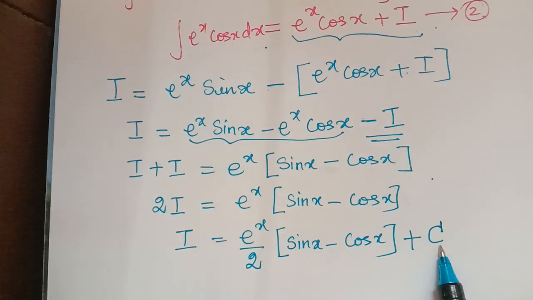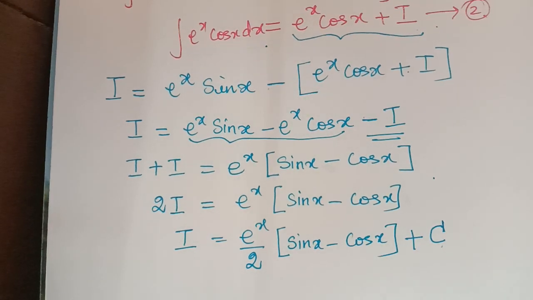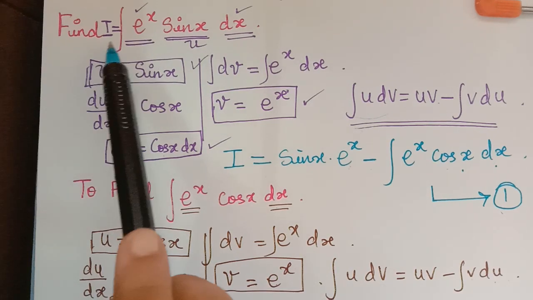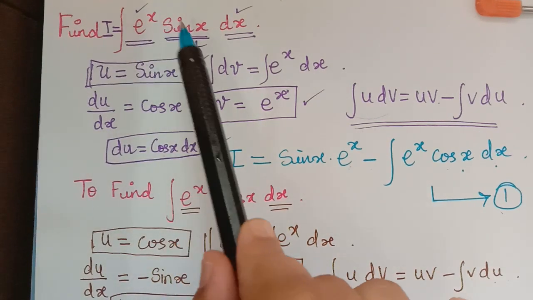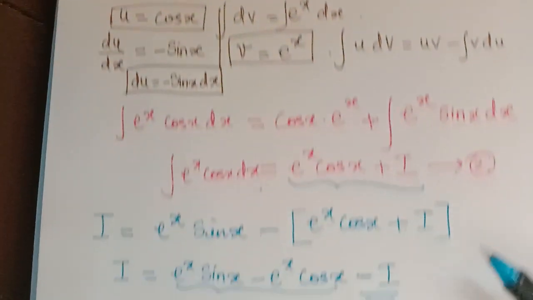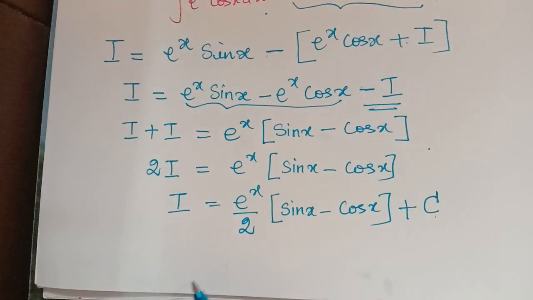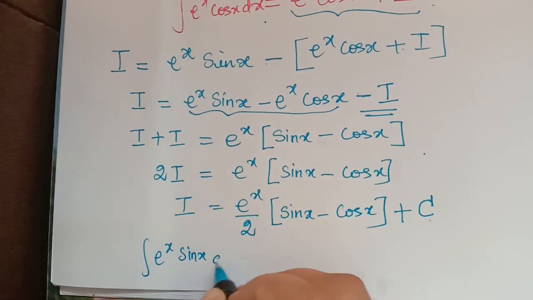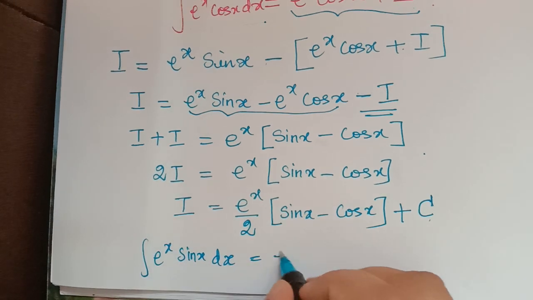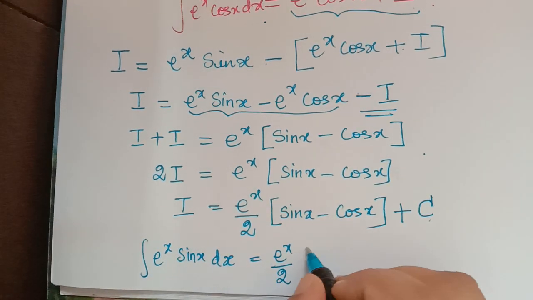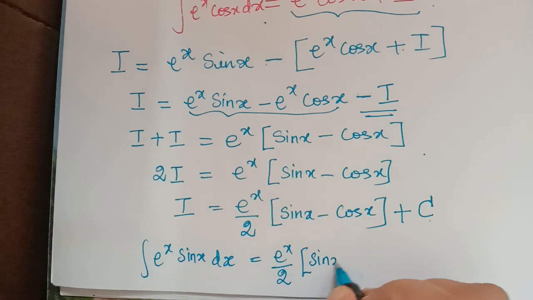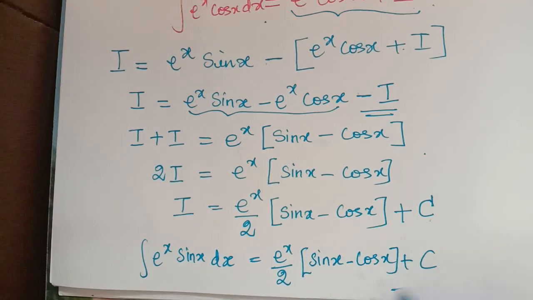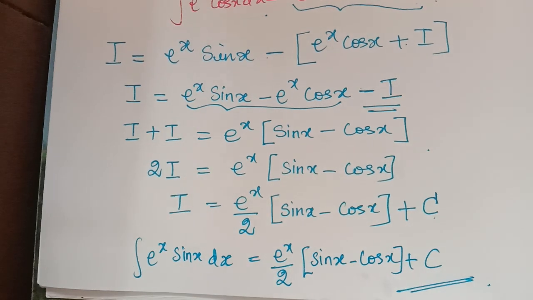So plus c. Now what is this I? It is the given question, right? That only we have represented as capital I. So integral e power x sin x dx. So therefore integral e power x sin x dx is equal to e power x by 2 multiplied with sin x minus cos x plus c. So this is the answer that we obtain.